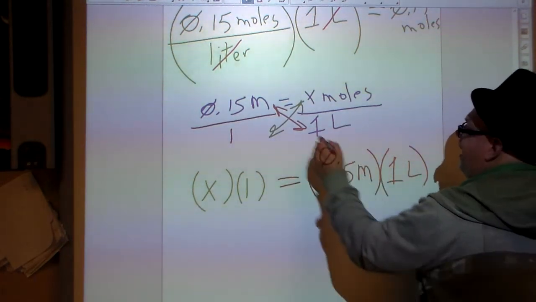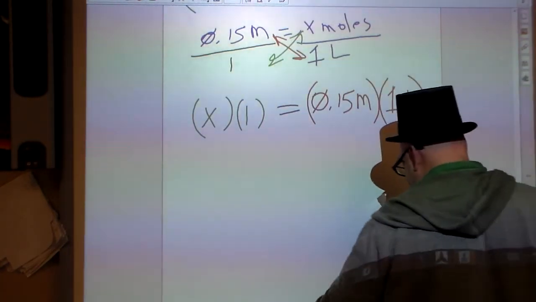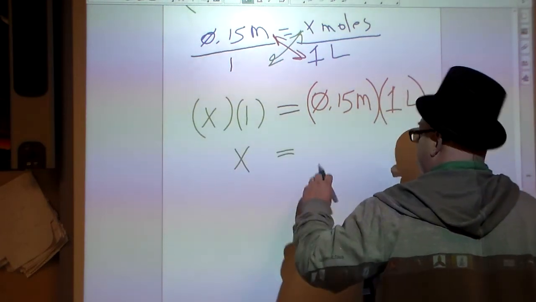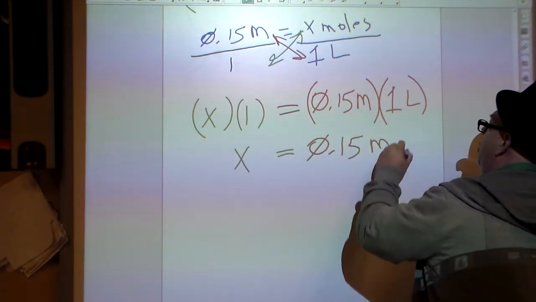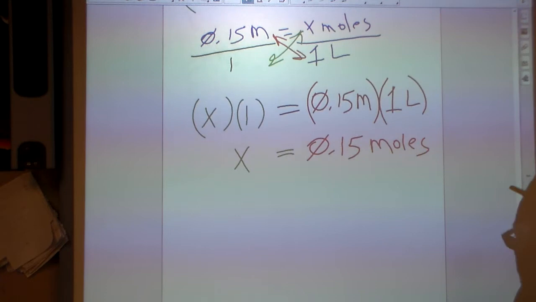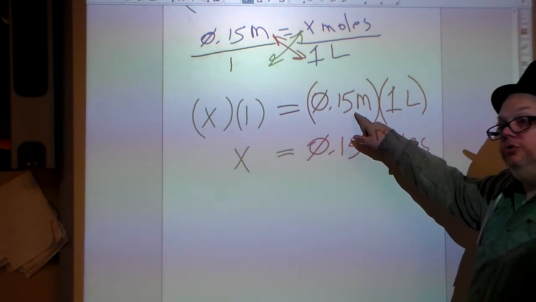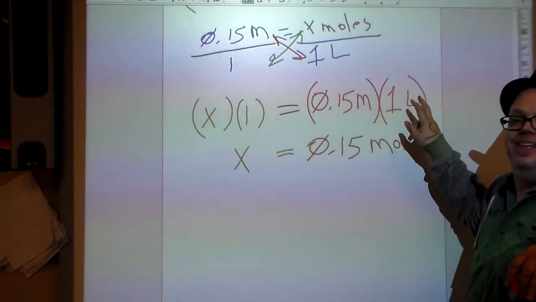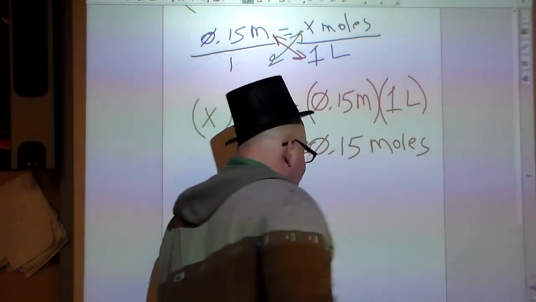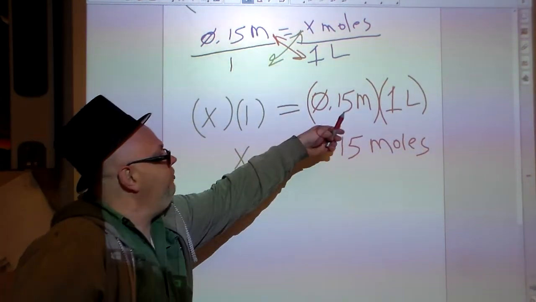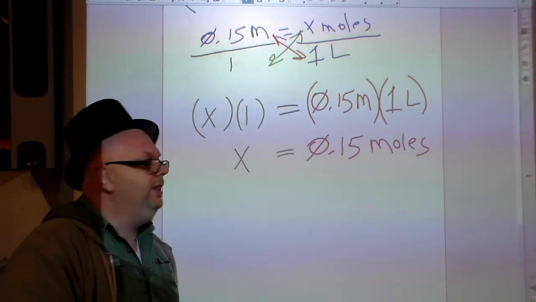Notice how I did this in red, which matches the red arrow. So x is equal to 0.15 moles. You'd say, wait a minute, you went from molar to moles. Remember, molar is moles over liters, and you're multiplying that by liters. The liters cancel out. That's how I know I'm going to end up with moles. Great. That's what you're supposed to be left with.